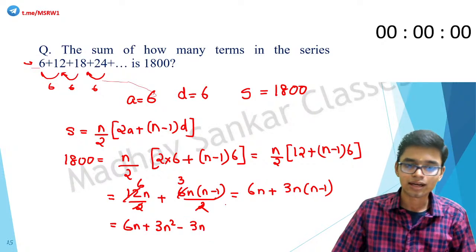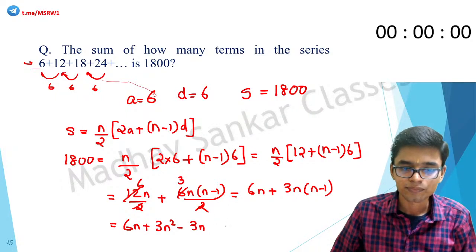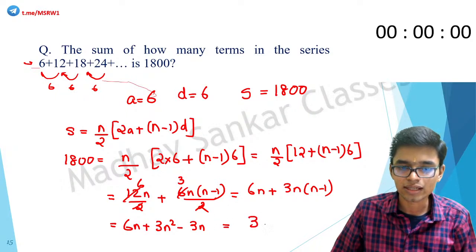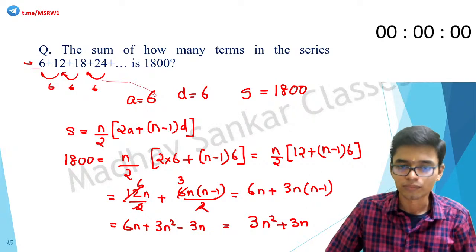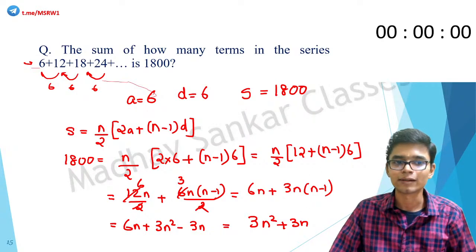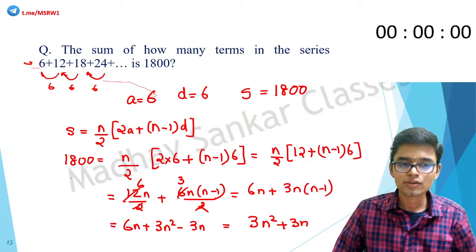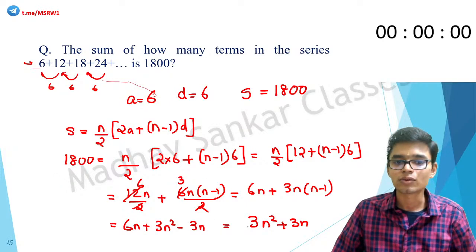Alright, now we can rearrange this into a proper formula. So 3n squared plus 3n. Did I miss anything? No, this is correct. 3n squared plus 3n. Correct. So 1800 is equal to 3n squared plus 3n.